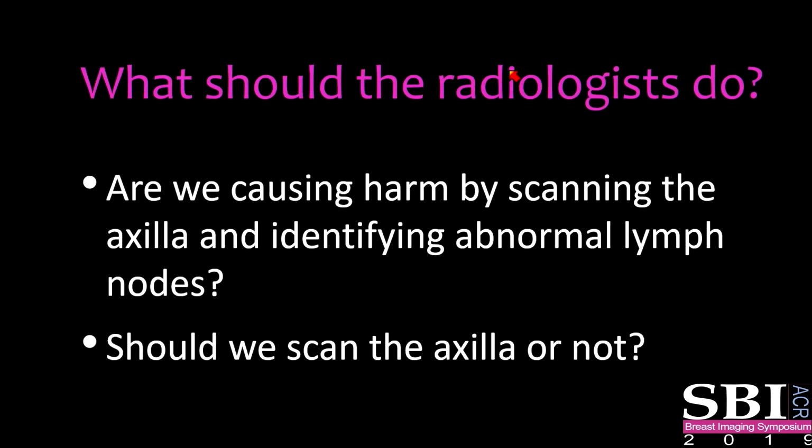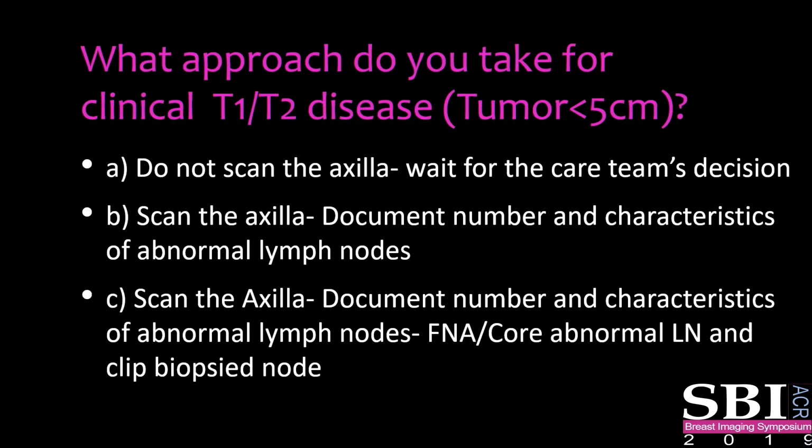So what should the radiologist do? Are we still causing harm by scanning the axilla and identifying these abnormal axillary lymph nodes? Should we scan the axilla or not? So I want to pose this question to the audience. What approach do you take for clinically T1, T2 disease? Because this is all the information that we have when we see the patient. We only know that the tumor is less than 5 centimeters.